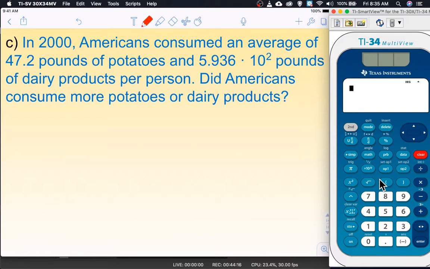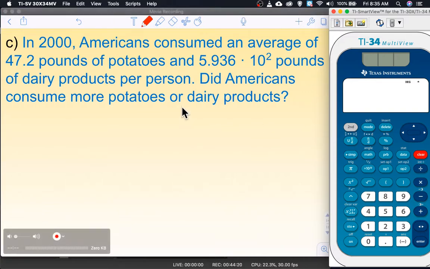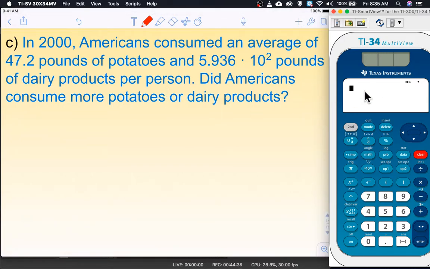Letter C. This one's for you. In the year 2000, Americans consumed an average of 47.2 pounds of potatoes and 5.936 times 10 to the second power pounds of dairy products per person. Did Americans consume more potatoes or dairy products? Pause the video, try it. When you're ready to continue, hit play. We'll go through it together.